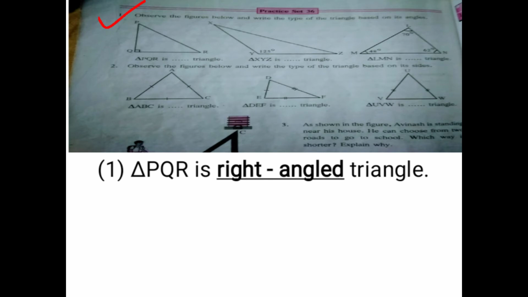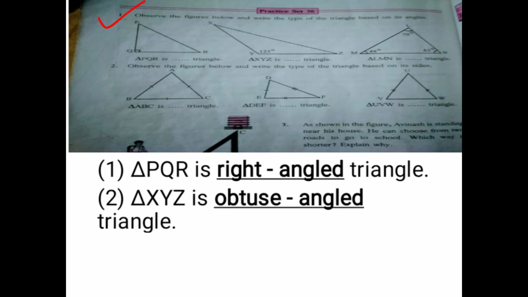Next one, triangle XYZ. Which type of triangle is it? Angle Y has 125 degrees; here it is given. Triangle XYZ is an obtuse angle triangle. 125 degrees here at angle Y is more than 90 degrees. So therefore triangle XYZ is an obtuse angled triangle.